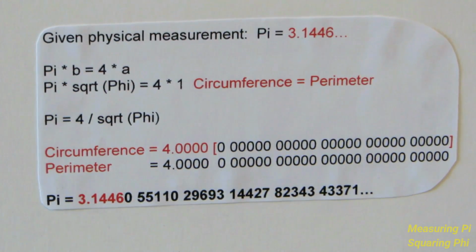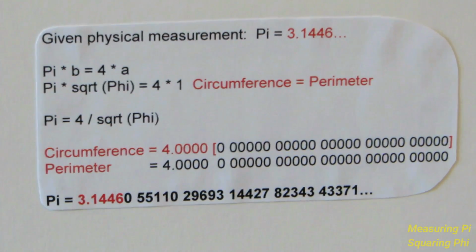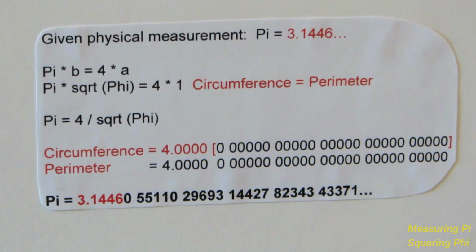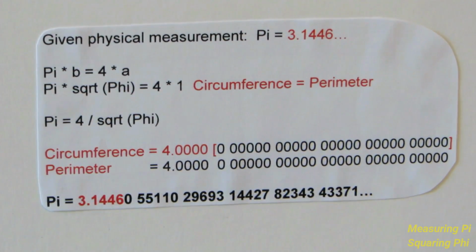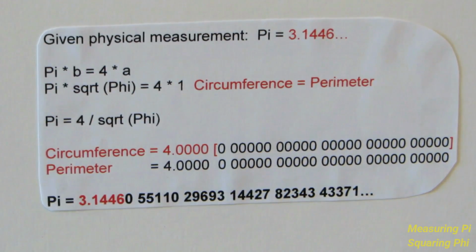And if we multiply the square root of phi, big long number, 1.272 and so on, times pi, 3.1446, multiply those 40 digits of pi times 40 digits of the square root of phi, we get for circumference 4 exactly out to 40 decimal places. So for case 2, we show pi equals 4 over the square root of phi.